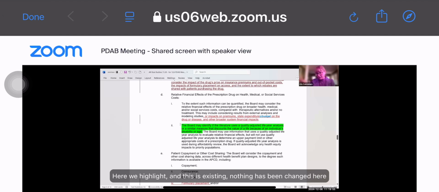Here we highlight, and this is existing, nothing has been changed here, but the board may identify if the literature uses quality adjusted life year analysis or similar measure that discounts the value of life because of an individual's disability or age. And then I won't read the rest of that, but leave it up on the screen. I do want to provide some context here around why the staff still support this as a policy.